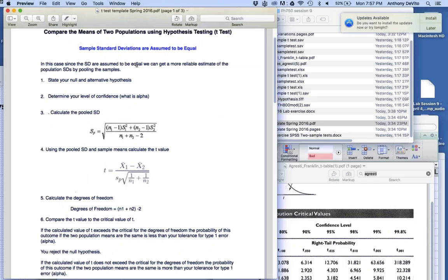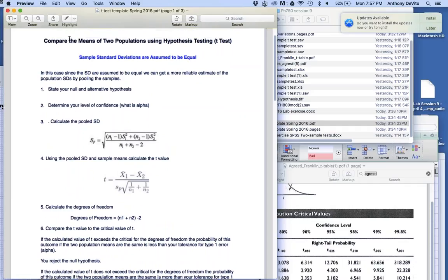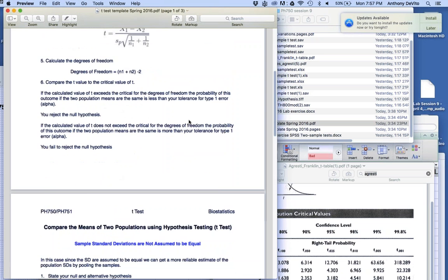with the same thing. Okay, so let's take a look at the situations we might run into. This first one is when we're comparing the means of two populations, two samples, right? Okay, and we're assuming that the standard deviations are equal. That's what we have here. We're going to compare two means. We're going to assume that the standard deviations are equal.